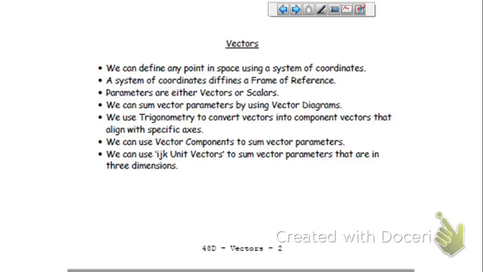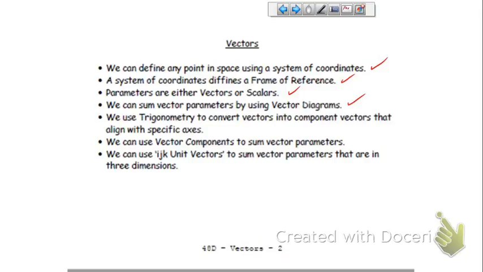So we can say important ideas. We can define any point in space using a system of coordinates. Descartes basically had this idea about x, y, and z axes. A system of coordinates defines a frame of reference. Parameters are either vectors or scalars. If you measure something, it's either a vector or a scalar. We can sum vector parameters using vector diagrams.